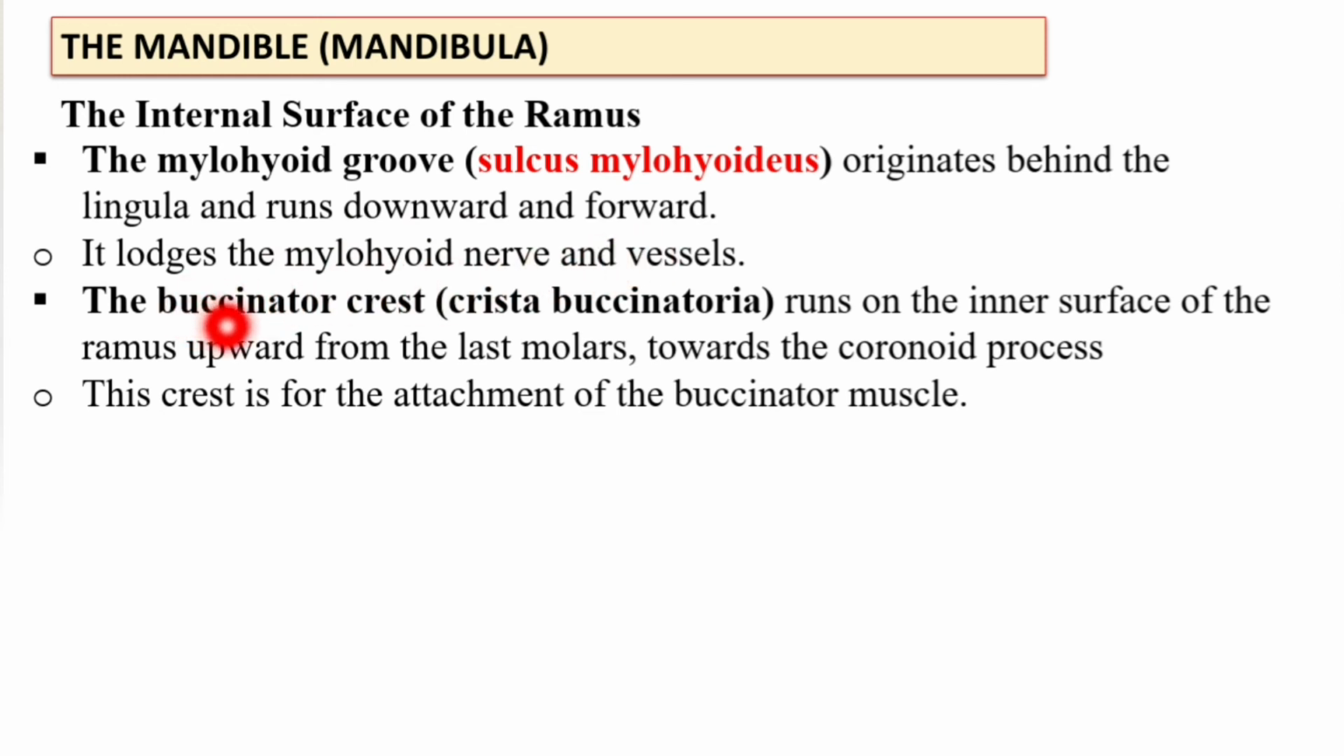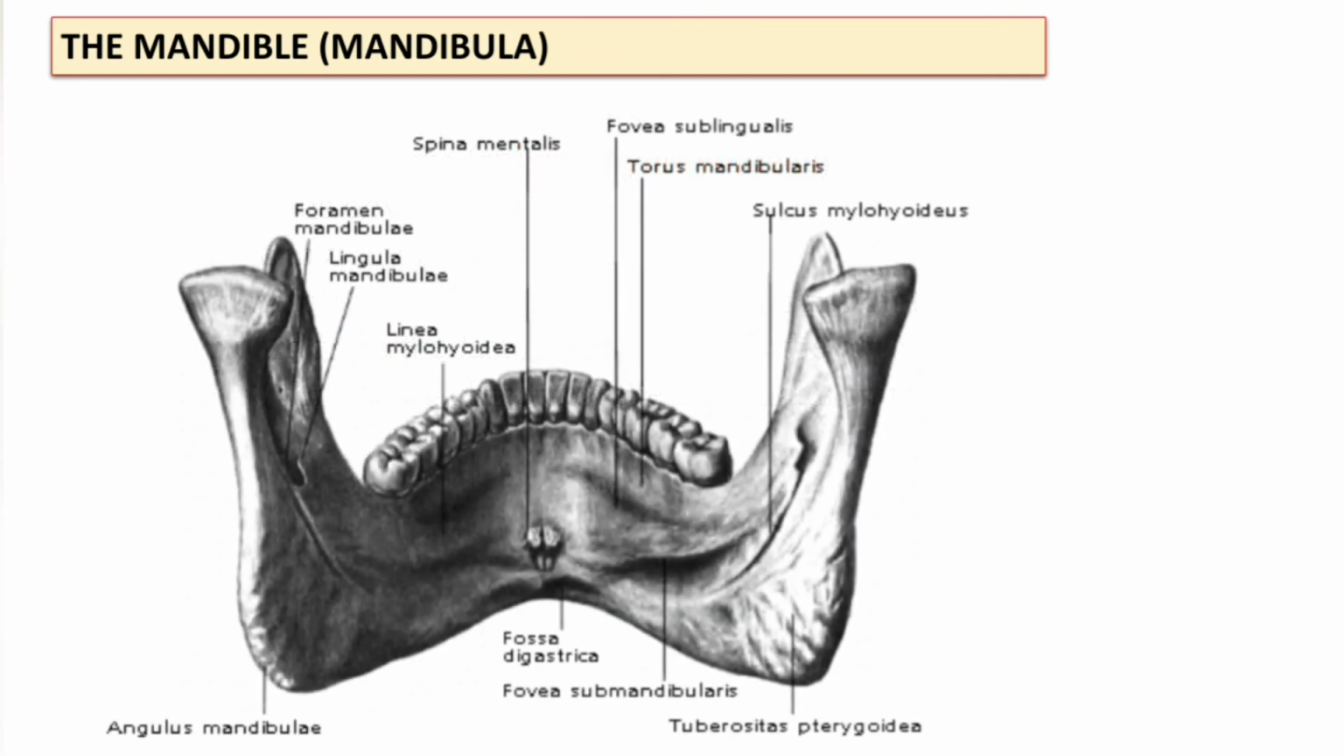There is also the buccinator crest, crista buccinatoria, right? This crest runs on the inner surface of the ramus upwards, from the last molars towards the coronoid process. And this crest is for attachment of the buccinator muscle. Buccinator crest, buccinator muscle. All right, let me show you these things.